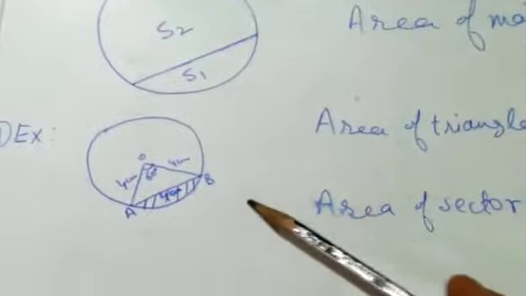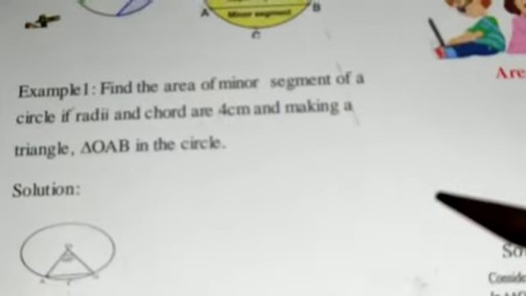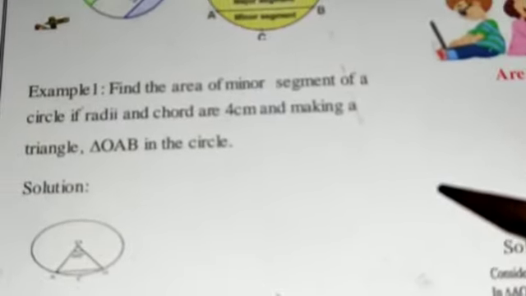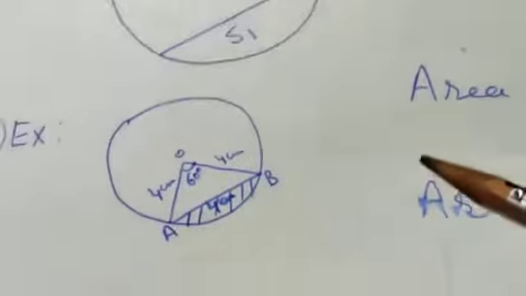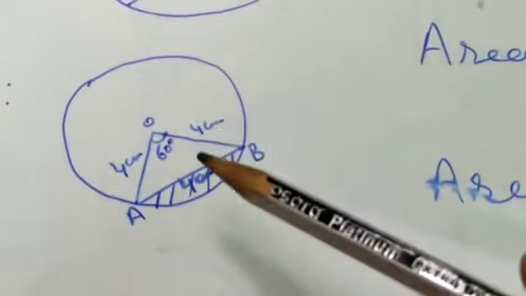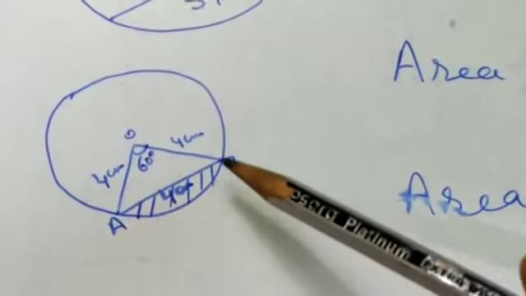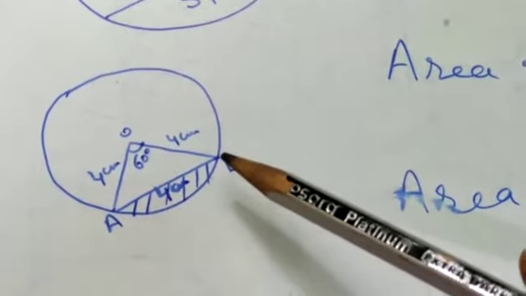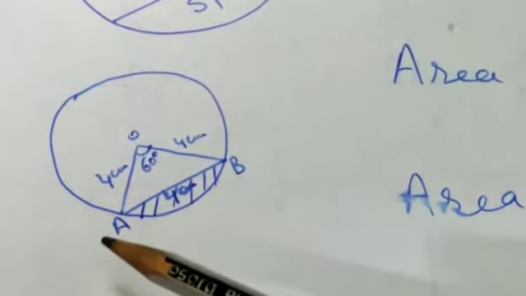Now let us do example 1, which says find the area of minor segment of a circle if radius and chord are 4 cm, making a triangle OAB in the circle. Now let us consider this figure. Here we have the radius of the circle as 4 cm and the length of chord is also 4 cm. So we have to find this area of segment.